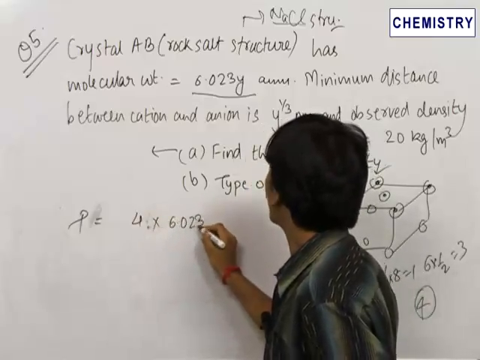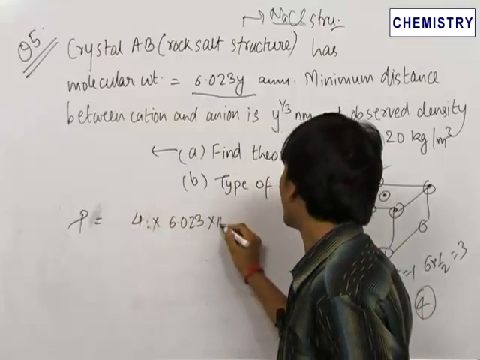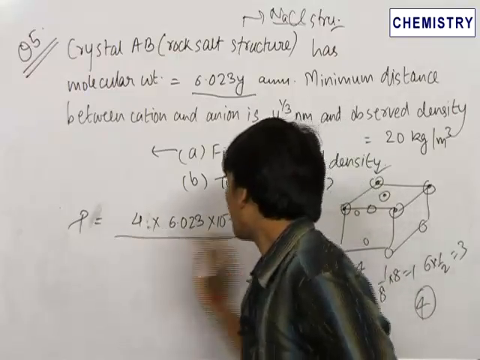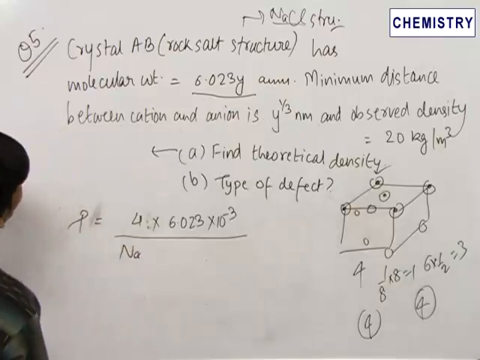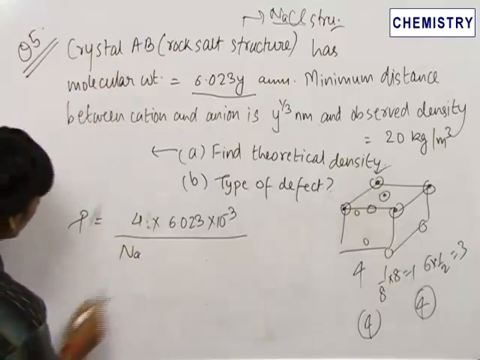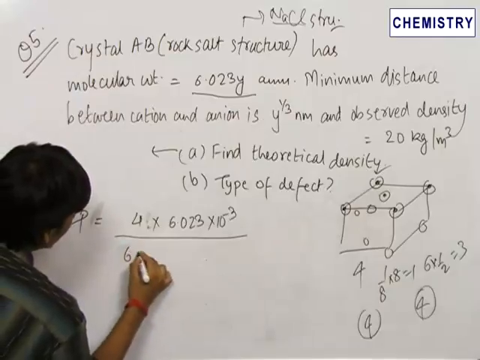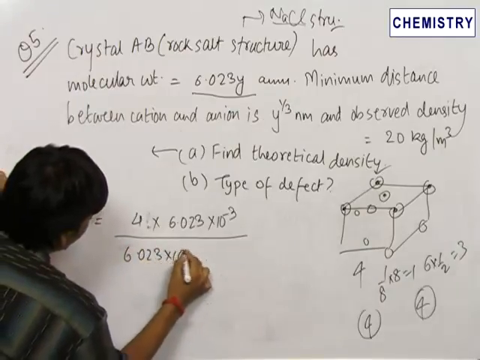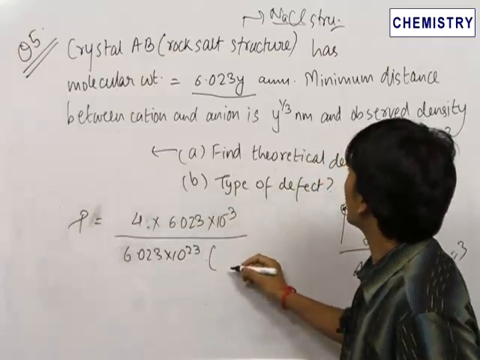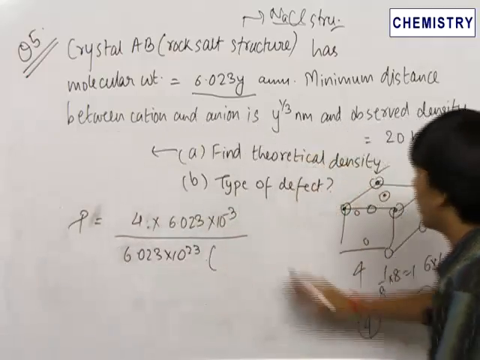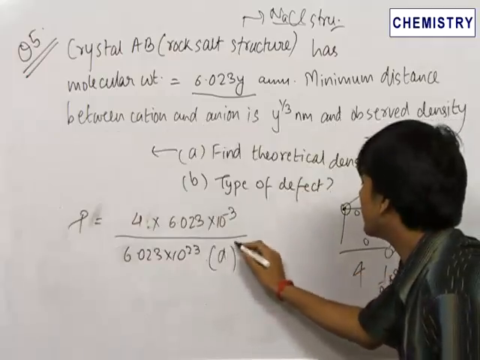6.023. This will be in grams. Therefore, we multiply it by 10 raised to minus 3 upon Na. This is the mass of 4 molecules of AB. This is 6.023 into 10 raised to 23 and divided by the volume, that is equal to, now we need to find out the length of the unit cell.